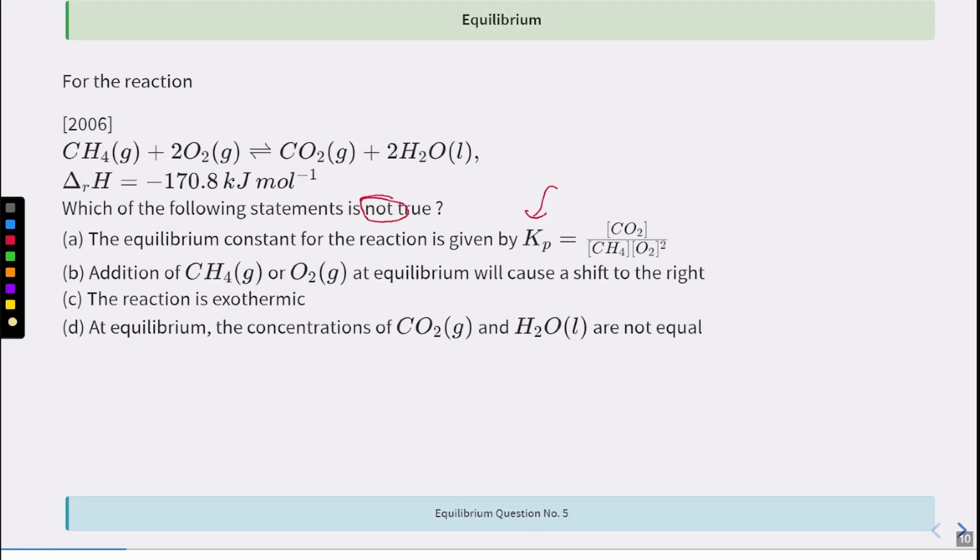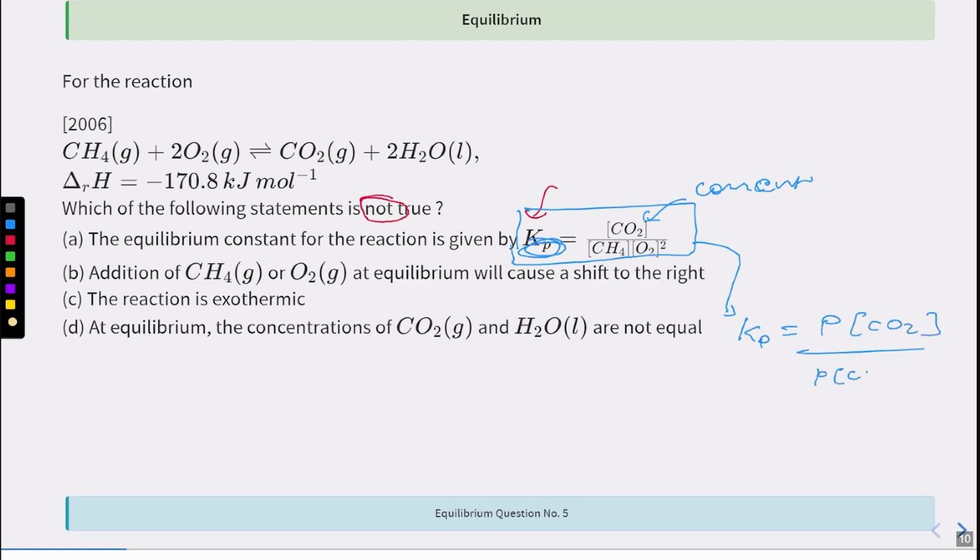Now if we come over here, you can see that we are talking about the equilibrium constant at pressure, right? And here it is concentrations. So that itself is an incorrect option, because when we are talking about pressure, Kp should actually be equal to partial pressure of CO2 divided by partial pressure of CH4 and partial pressure of O2. Quite simple. But that is not the case over here. So obviously this is an incorrect option.